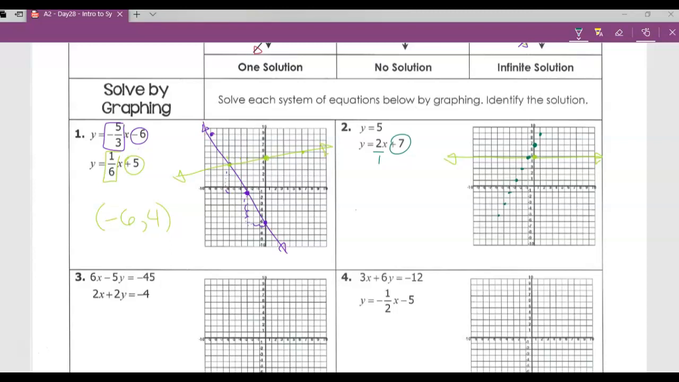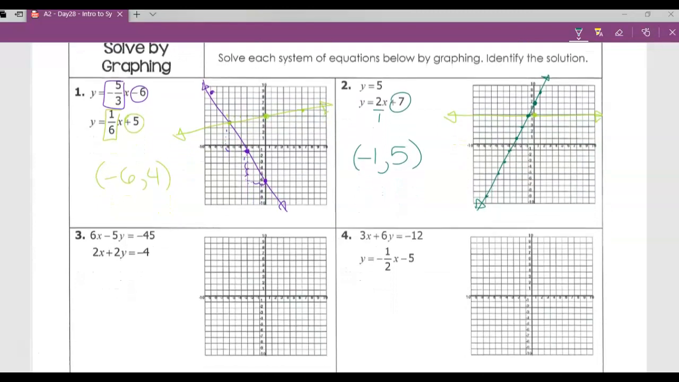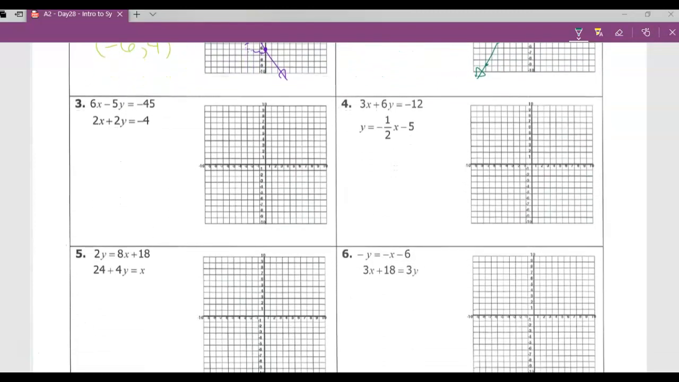Because after all, this is math class, and accuracy and precision are important. So let's go ahead and get the graph going because I'm supposed to be solving by graphing. There we go. Hey, I'm getting better at this. And the point of intersection for these two lines is at (-1, 5). So here are the 2 basic examples of a single solution system of equations solved by graphing.